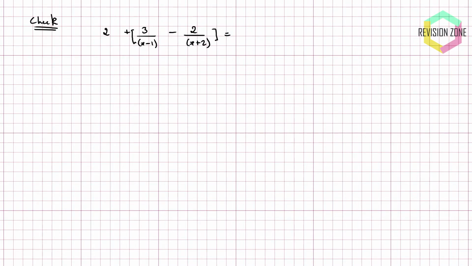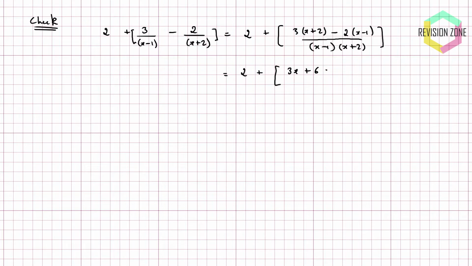So they're a slightly harder thing to work with, so I'm just going to say 2, and then I'm going to get a common denominator, so it's going to be 3 times (x + 2) - 2 times (x - 1), and then the denominator is obviously going to be (x - 1) times (x + 2). Right? And then at this stage, the 2 is just going to be there, and the numerator is going to expand to give me 3x + 6 - 2x + 2, and then the denominator is just going to be (x - 1)(x + 2).